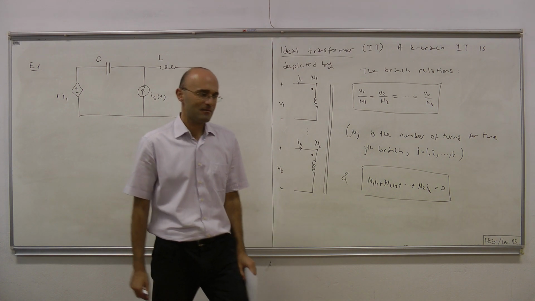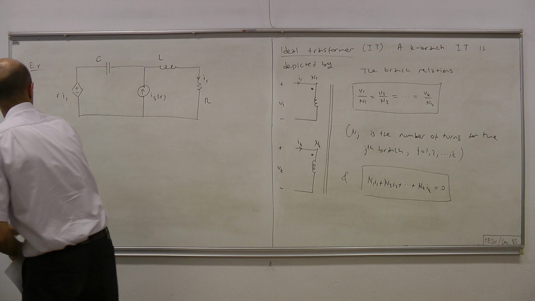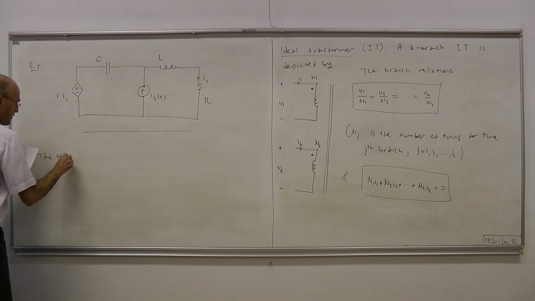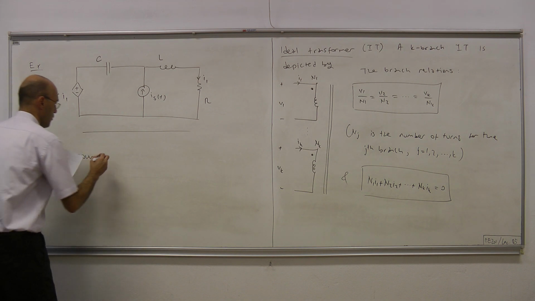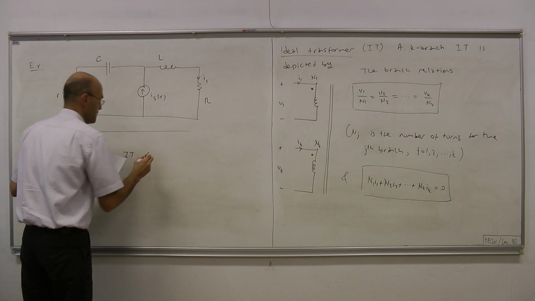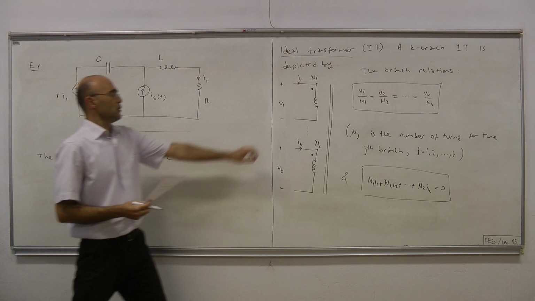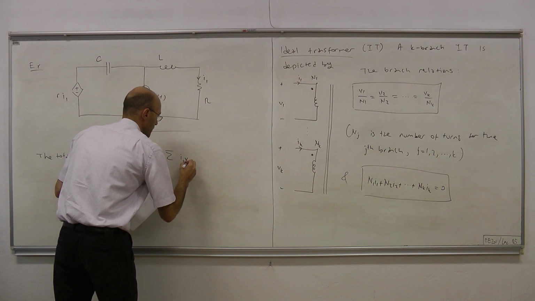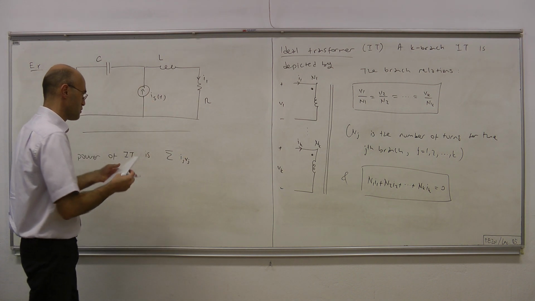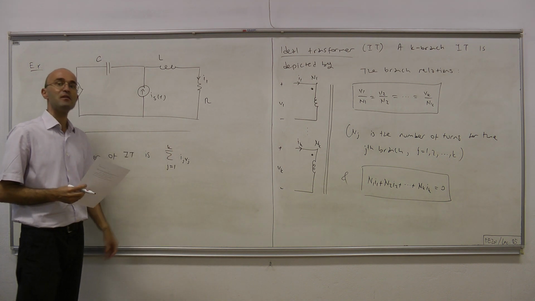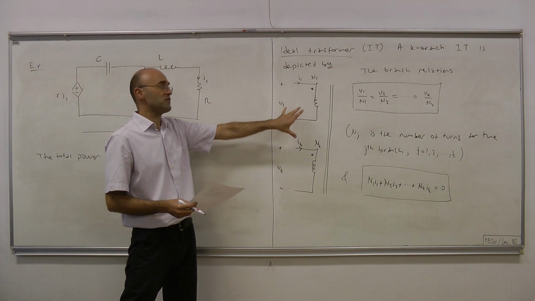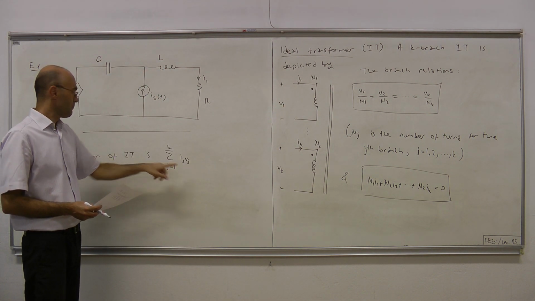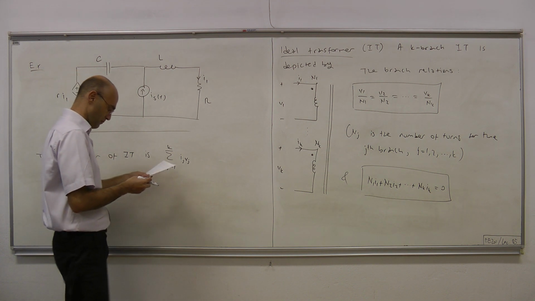Let's end the lecture with the following exercise. Here is a statement. The total power of an ideal transformer is defined by summing all the powers of each branch, therefore I1 V1 plus I2 V2 plus I3 V3 and so on, where j runs from 1 to k. Now it turns out that no matter under what circumstances you're operating that device, in what type of circuit, this sum, which is the total power of the ideal transformer, is always 0.